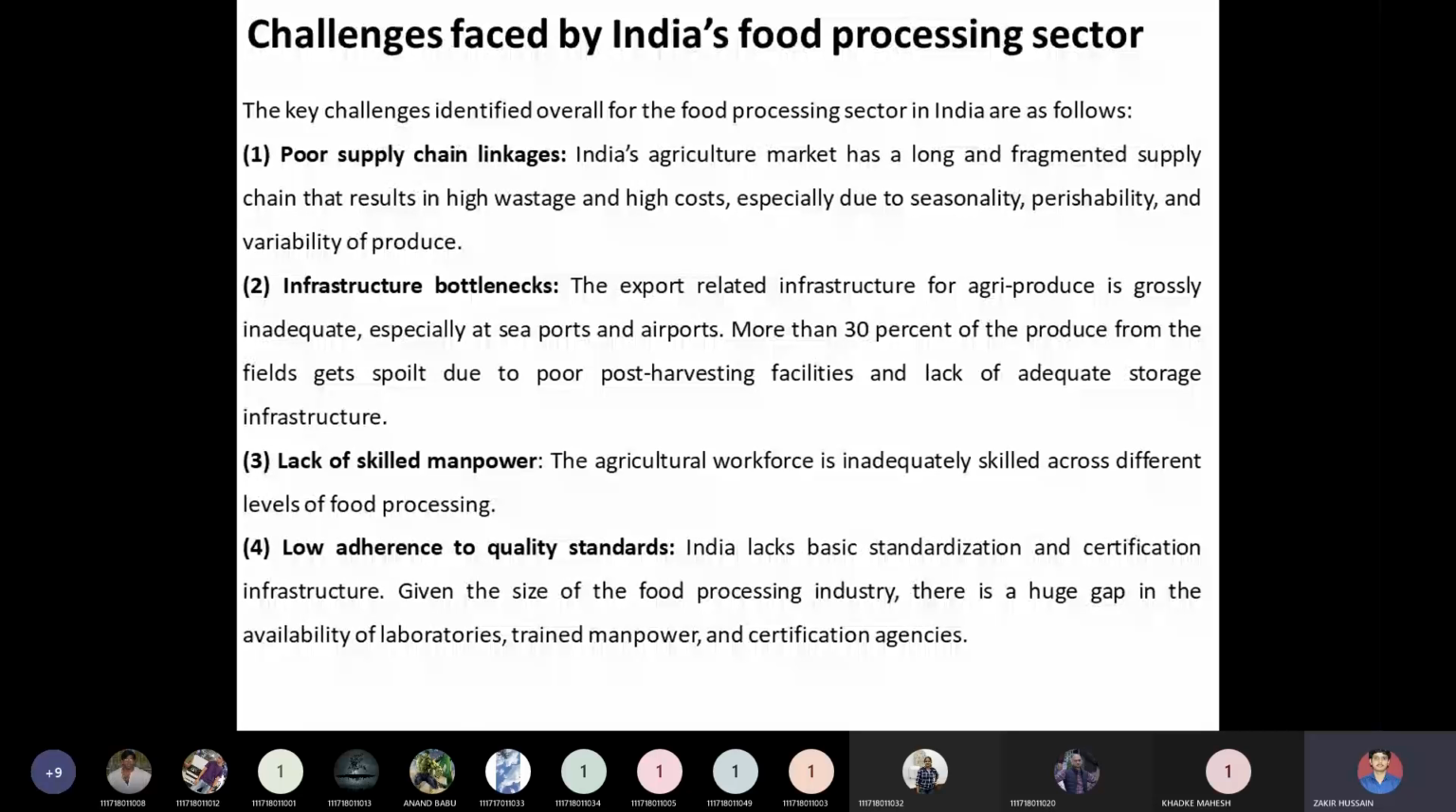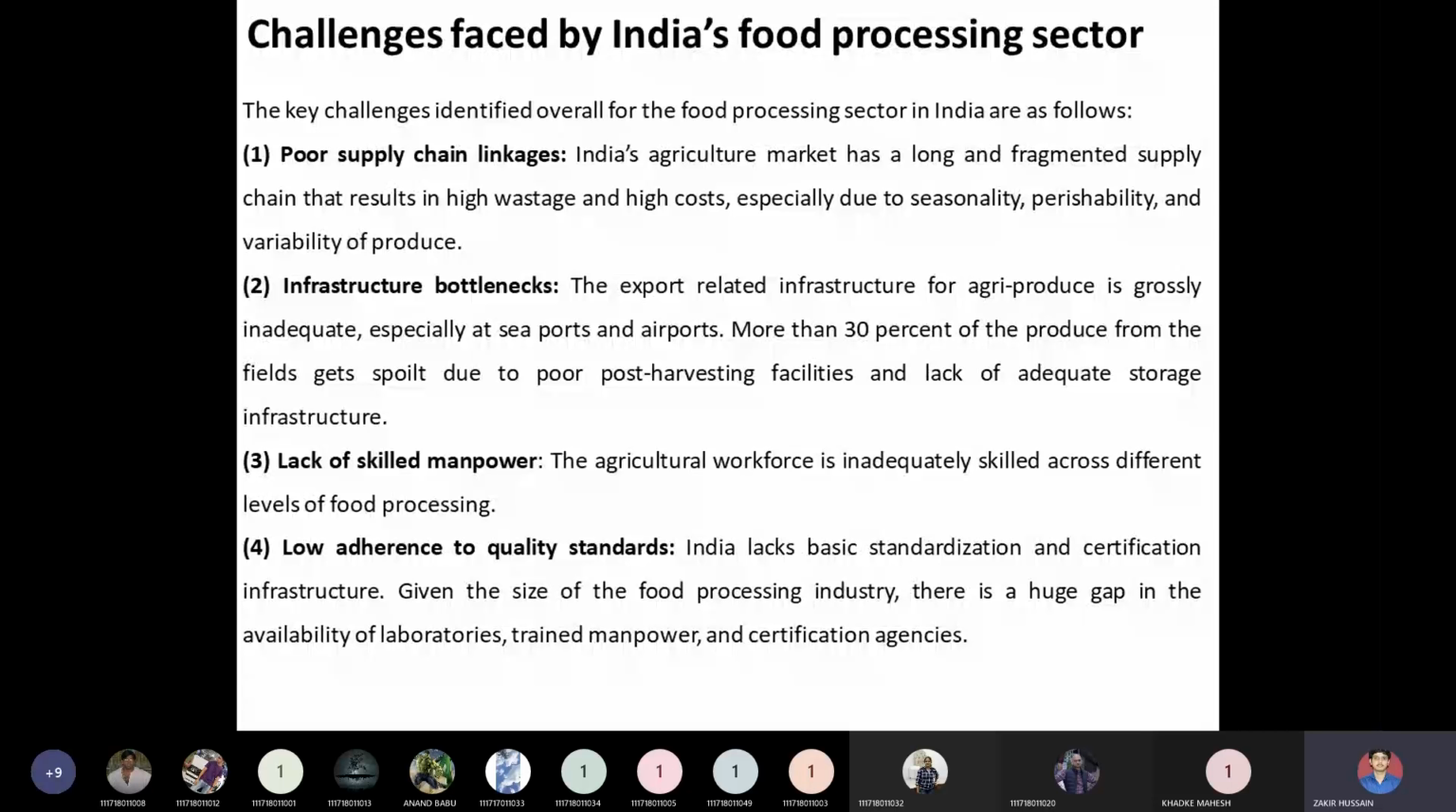Inside our country only, we are facing a lot of problems due to the unavailability of cold storage and refrigerated transport. When we want to export our harvest to other countries, we have to have adequate infrastructure at our seaports and airports, and we are lacking in that. If we have adequate storage facilities at the seaports and airports, the wastage of food will be very minimal. 30% of the food is wasted just in transporting from the airport to different countries. So one challenge faced by our food processing industry is infrastructure bottlenecks.